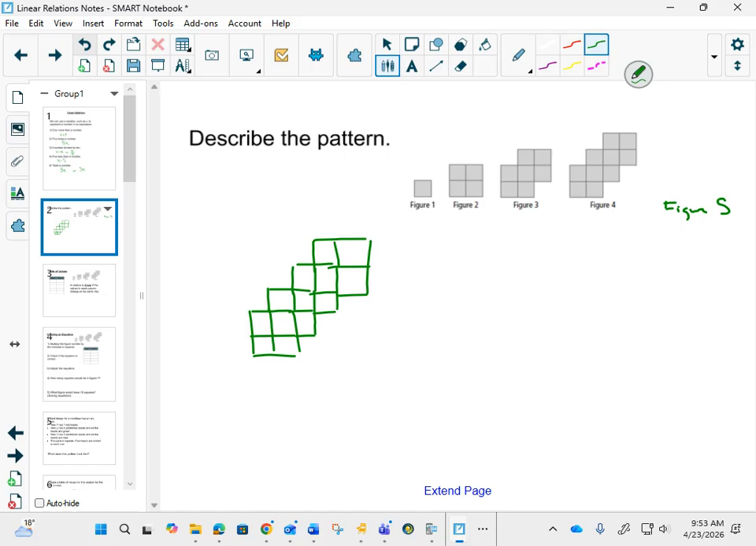So we have to be able to describe that, because here's my original. Here's that same original, and the green is what's new. Then, from the last one, here's the last one, and then here's what's new.